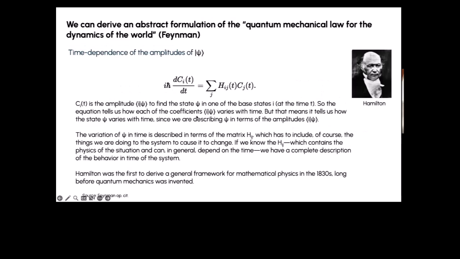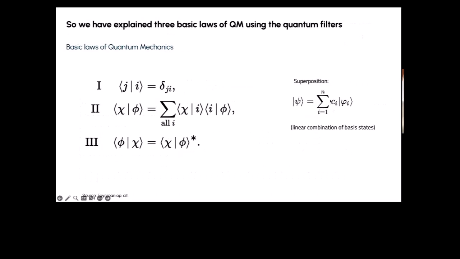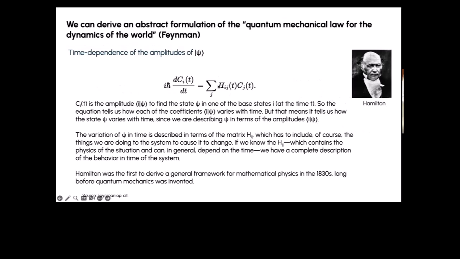And this is a matrix that gives you the coefficients. So these coefficients we saw here. And this matrix gives you the coefficients for doing this in higher dimensions than if you have only one dimension. And so matrix H has to include the thing we are doing to the system to cause it to change.